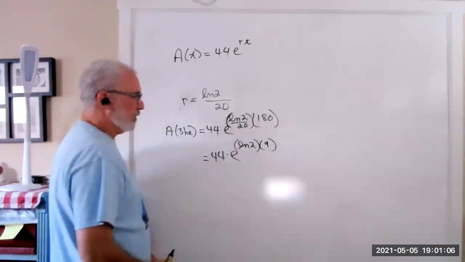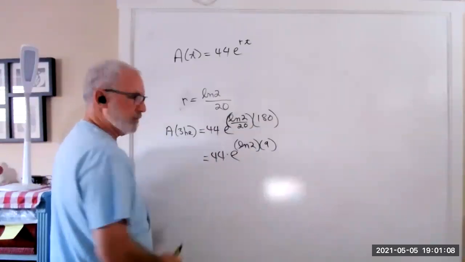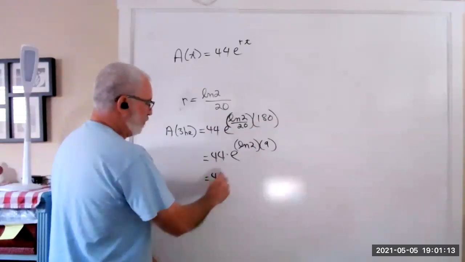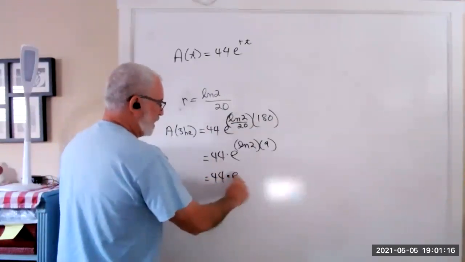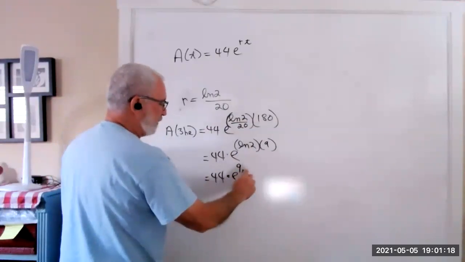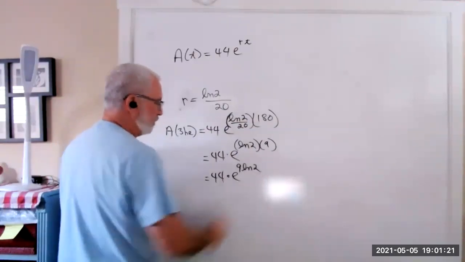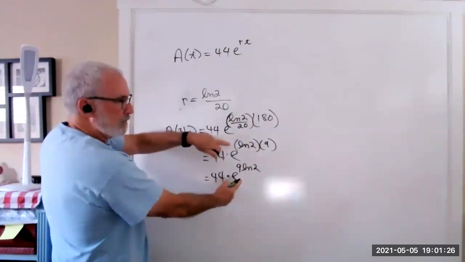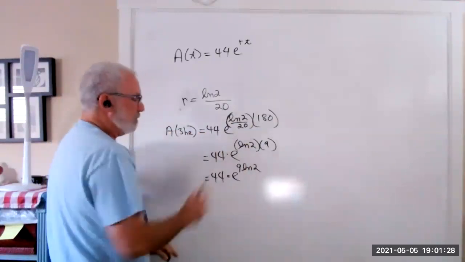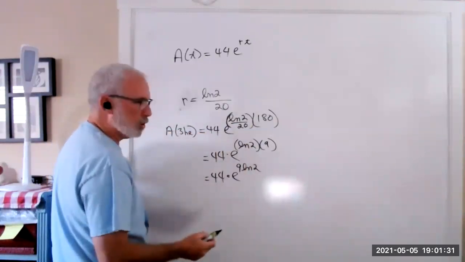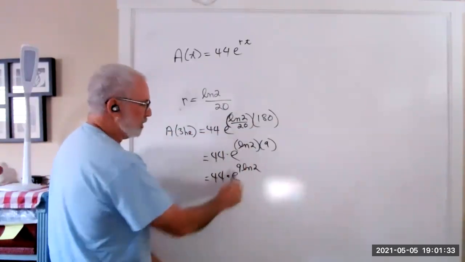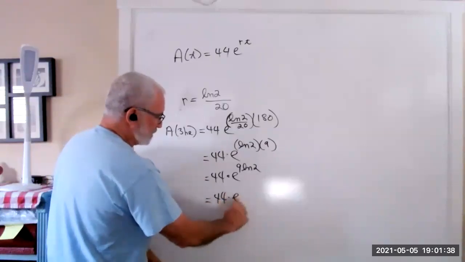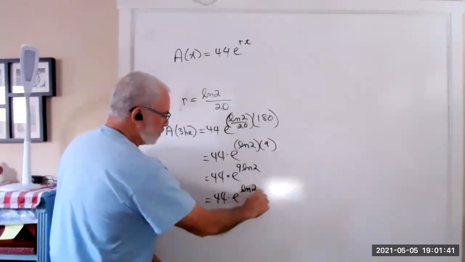20 and 180 cross cancel or reduce to make 9. Okay, so this is 44 times e. I'm going to move the 9 in front. You don't have to, but I want to make a point of this. This problem here and this problem here are the same thing. I just moved the 9 in front because there's a log law that says we can move the 9 up as a power. So this is 44 times e to the ln of 2 to the 9th power.